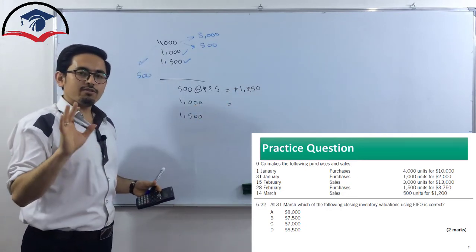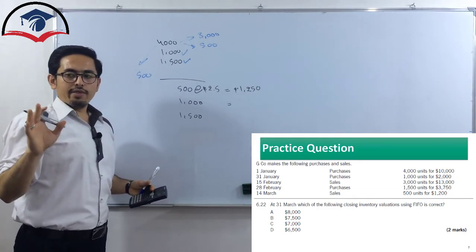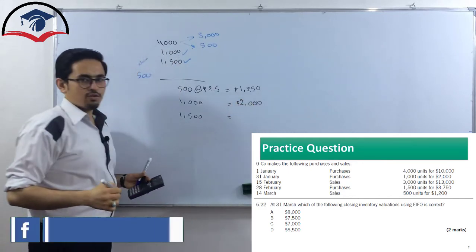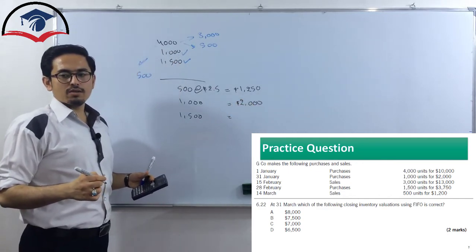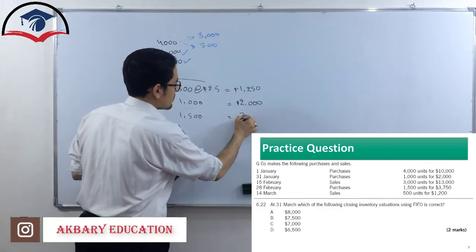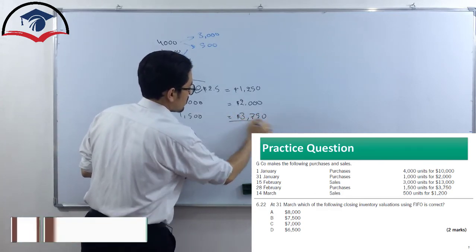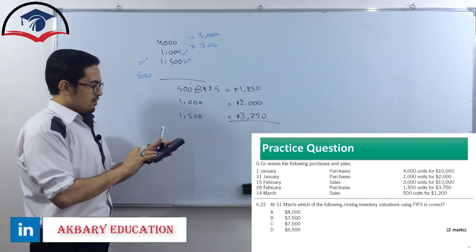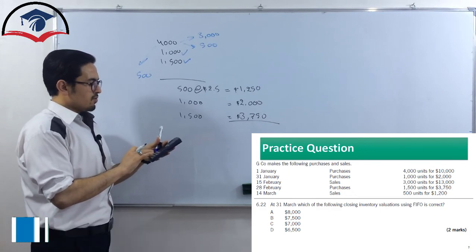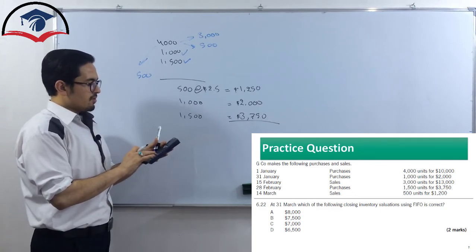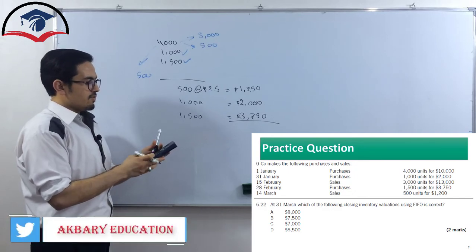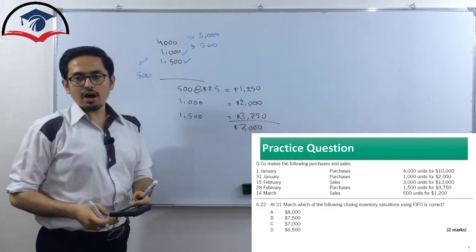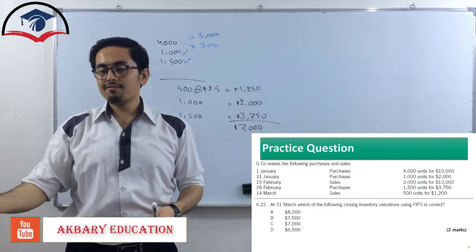For the remaining 1,000, there is no touch. You are not even required to find out the cost per unit. The 1,000 units cost was about $2,000, and the 1,500 units cost was about $3,750. You can add them all together: 1,250 plus 2,000 plus 3,750 equals $7,000. So we can see option C is the correct one under the FIFO method.